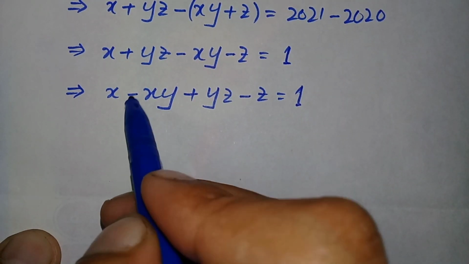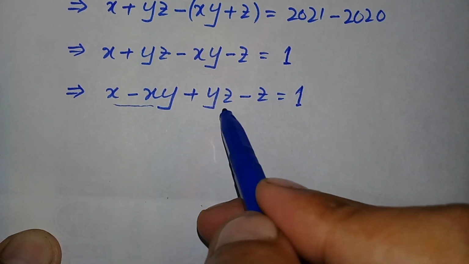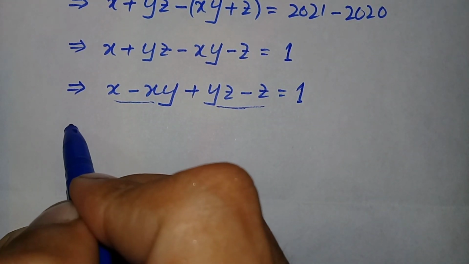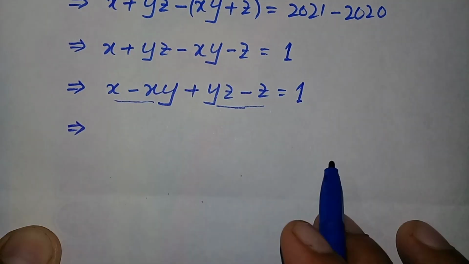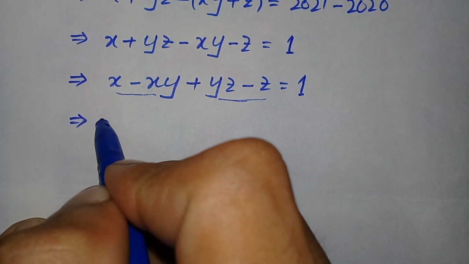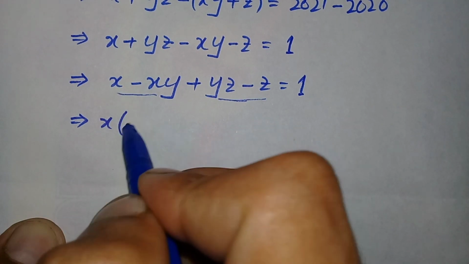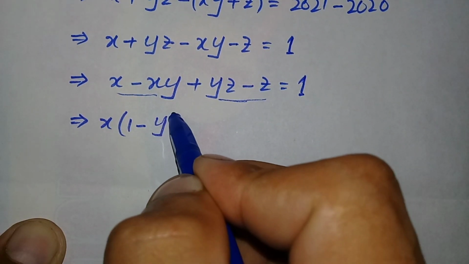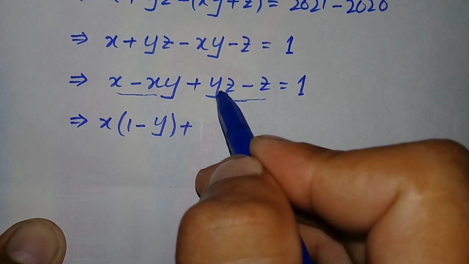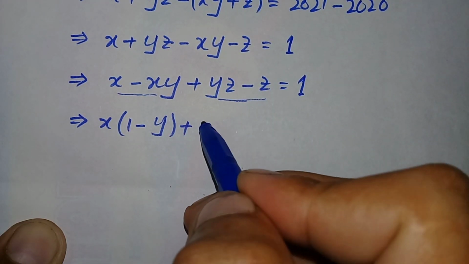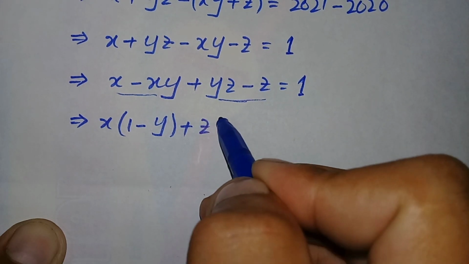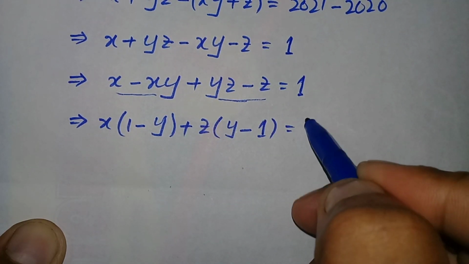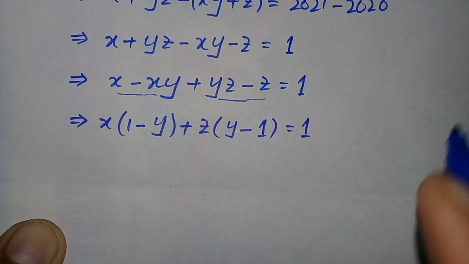Now let's take x common from these two terms and z common from these two terms. So it will become x, taking x common, 1 will be left and here y will be left, plus let's take z common from these two terms, so it will become plus z(y - 1) = 1.